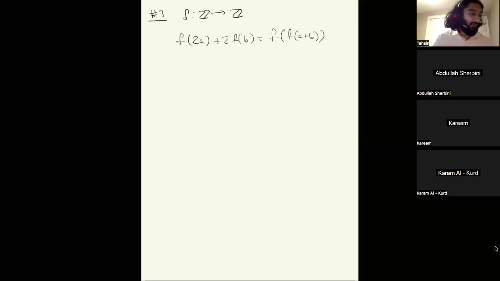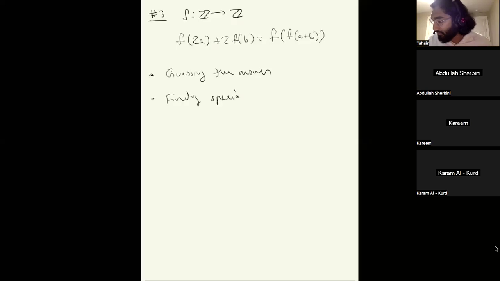So any ideas where we can start? Remember, what we're looking for at the beginning is maybe guessing the answer. That's one thing that's very helpful, and finding special values, or just any kind of information. So what were some ideas people had?